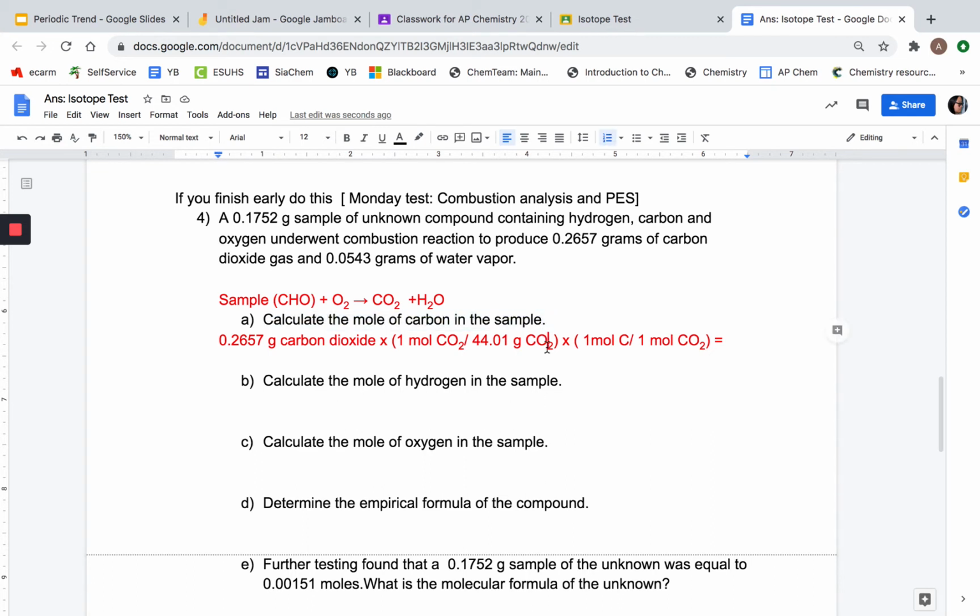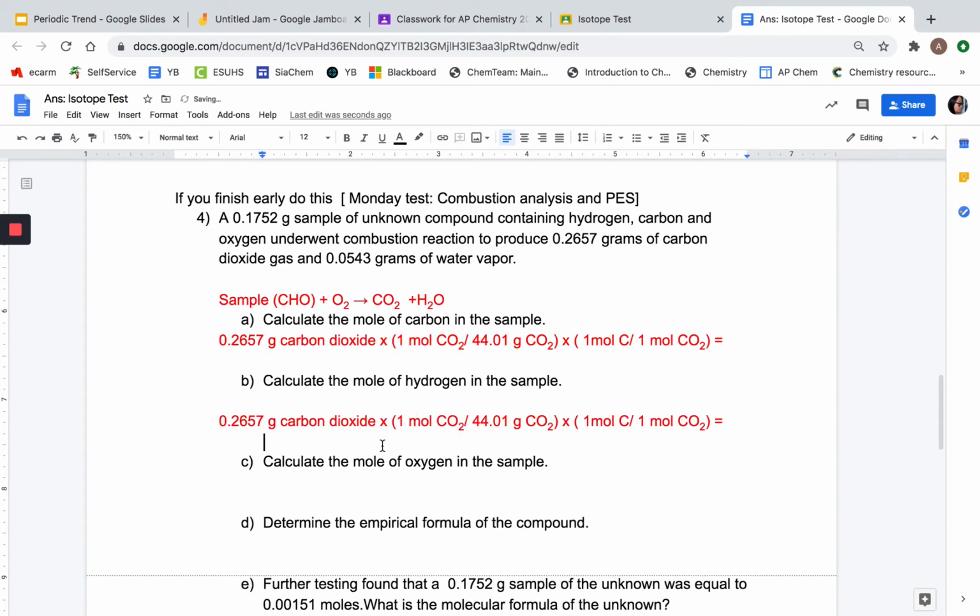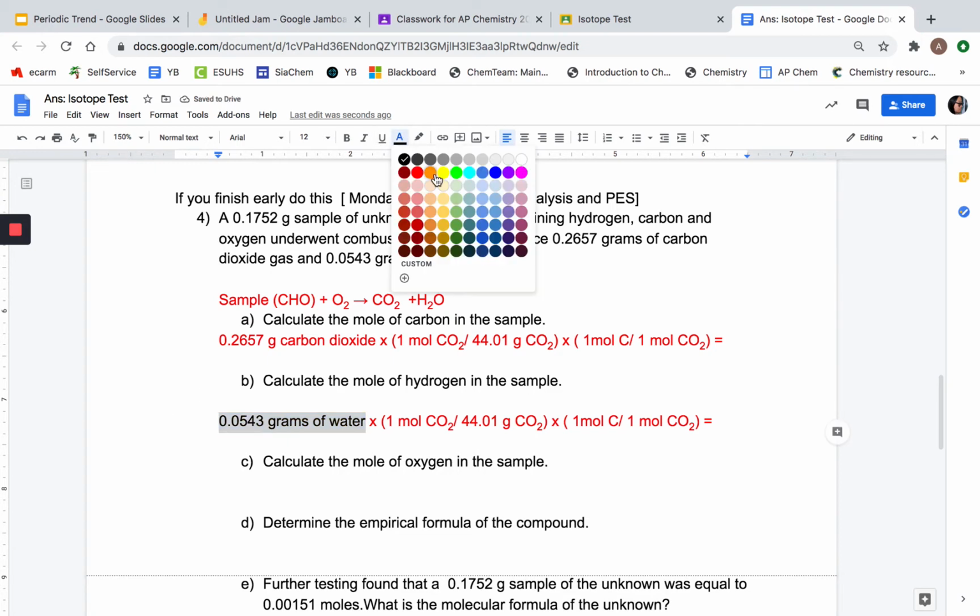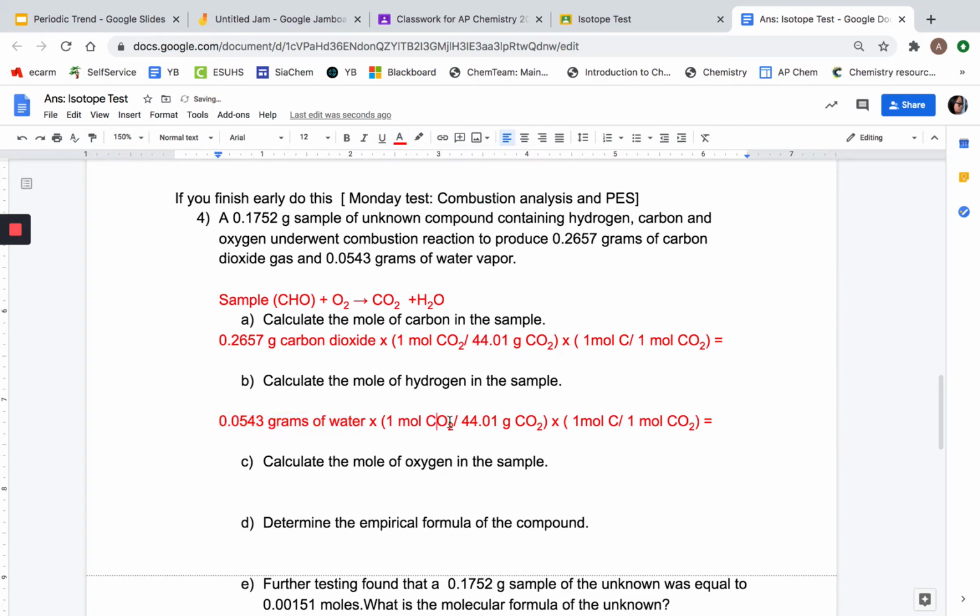Hydrogen is pretty much the same way. In fact, I'm going to copy this so you can see that most of them are essentially the same. I'm going to pick up the water vapor, so that's going to replace this. We're going to use water here, so that should say H2O. Let's move over. We're doing H2O.